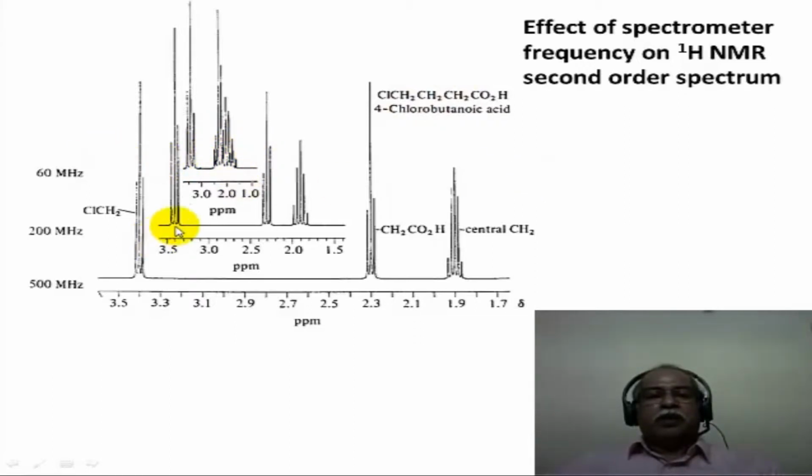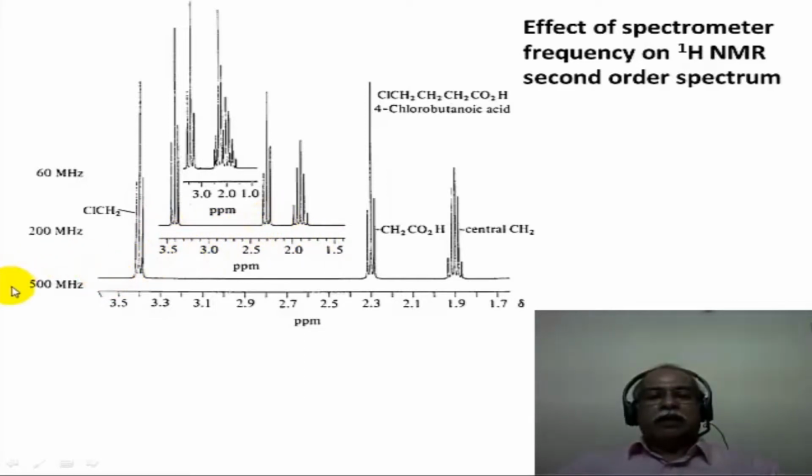Now, when you go to a 200 MHz NMR spectrum, there is better resolution, as well as a separation of chemical shift values. The chemical shift value expressed in delta is essentially the same, but the spectrum is spread out because the scan width will be higher for the same chemical shift in ppm expressed on the scale here.